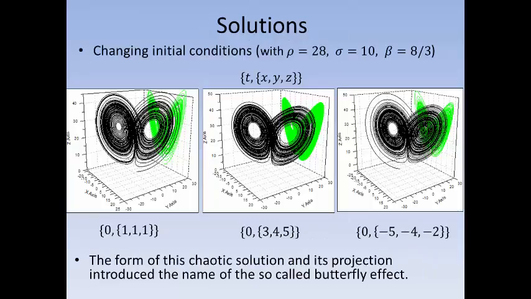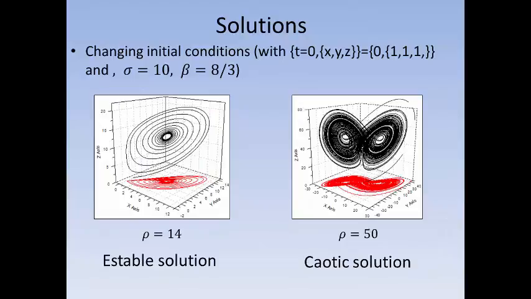I performed a lot of programs using different initial conditions and I represent some of these results in a 3D plot with the projection of the solution on the x axis, as we can see in these plots. As you can induce, the form of this chaotic solution and its projection give the name to the so-called butterfly effect. Also, I performed programs changing the system parameters and the most important results came from the change of the rho parameter, which led us to stable and chaotic solutions.